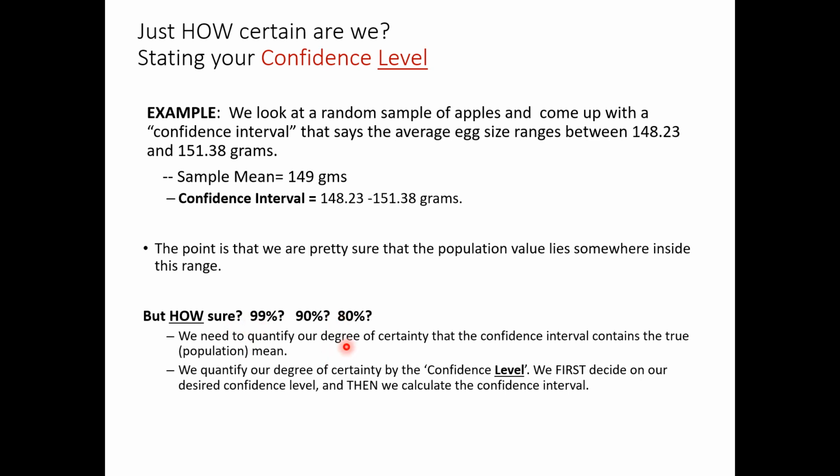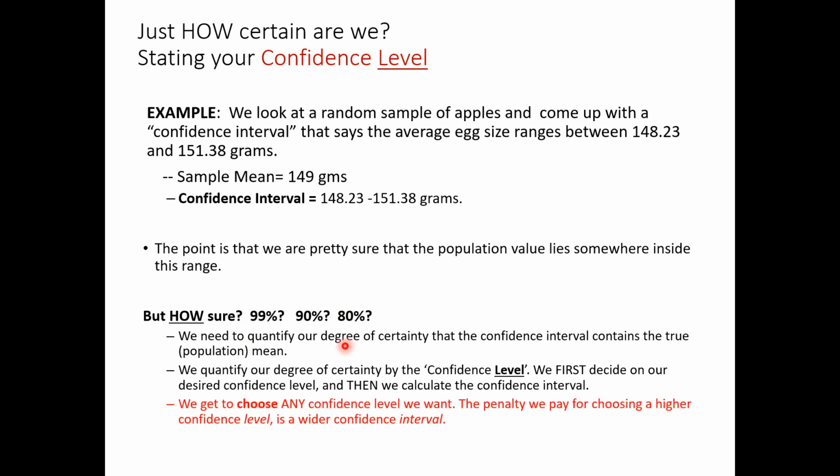Okay, so this is called the confidence level, and this has a relationship with significance. So 1 minus your confidence level is your significance level. We can choose any confidence level that we want, but we have to pay a penalty. The higher the confidence level, the bigger the confidence interval, because we want to make sure that we are not leaving any value out which might be the true value.